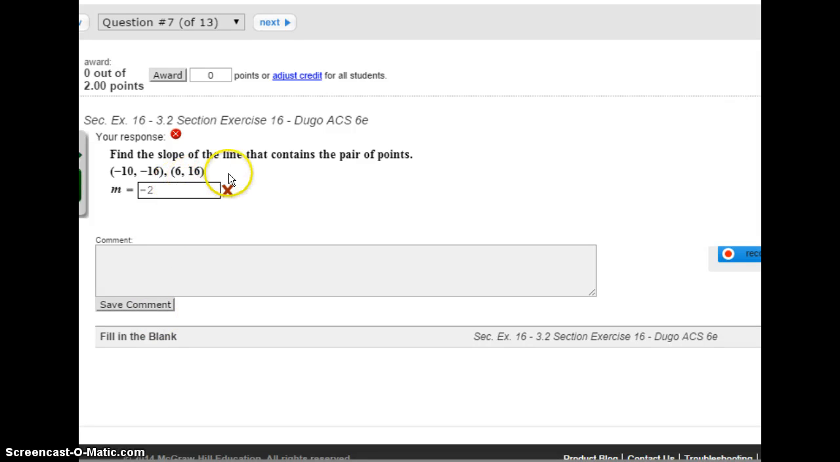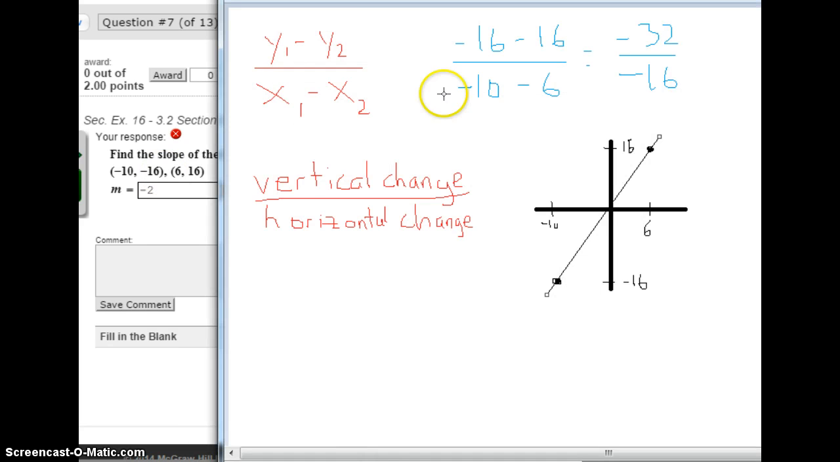For a problem like this, we're trying to find the slope of a line, and they give us 2 points. And so we want to use the following formula, which is right here. You subtract the y values on top and subtract the x values on bottom. That gives you the rise over the run. You may have heard of that, where the rise is the change in the vertical direction, up and down, and the run is the change in the horizontal direction, sideways.